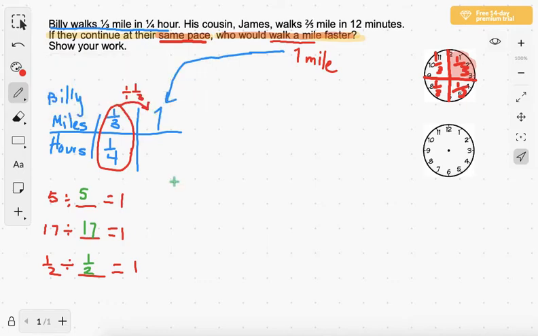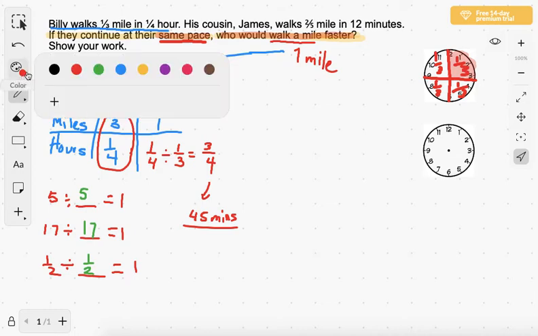So what does that tell us? That tells us that we're going to do 1/4 and divide that by 1/3. When you type this in a calculator, you get 3/4. So that's 3/4 of an hour. 3/4 of an hour is 45 minutes. So it takes Billy 45 minutes to walk 1 mile.